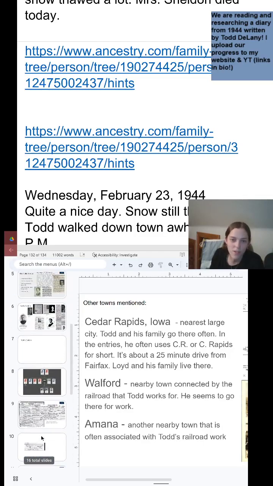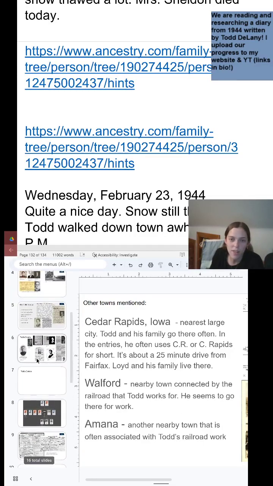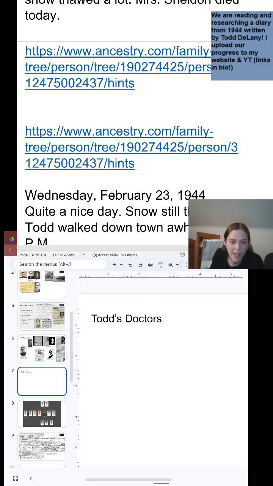Then when we figured out it was Fairfax, I kind of stopped keeping track of the other towns, but we definitely can go back and add that. Seems like a lot of you guys are the same way that I am. Like, you like to list things, you like to collect things, and you like to put things together, so that's good.